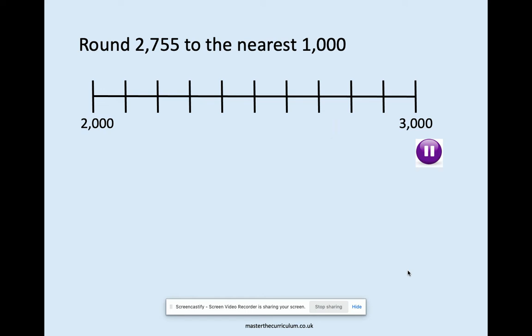Let's see if you were right. So 2,755 is now much closer to 3,000 on our number line. And the 7 tells us that we have to round up to the nearest 1,000. Therefore, we will round to 3,000.